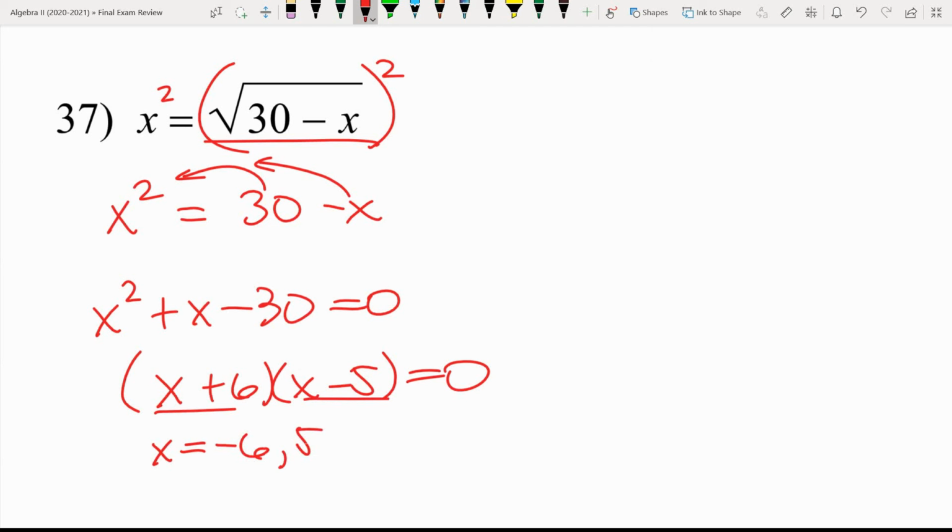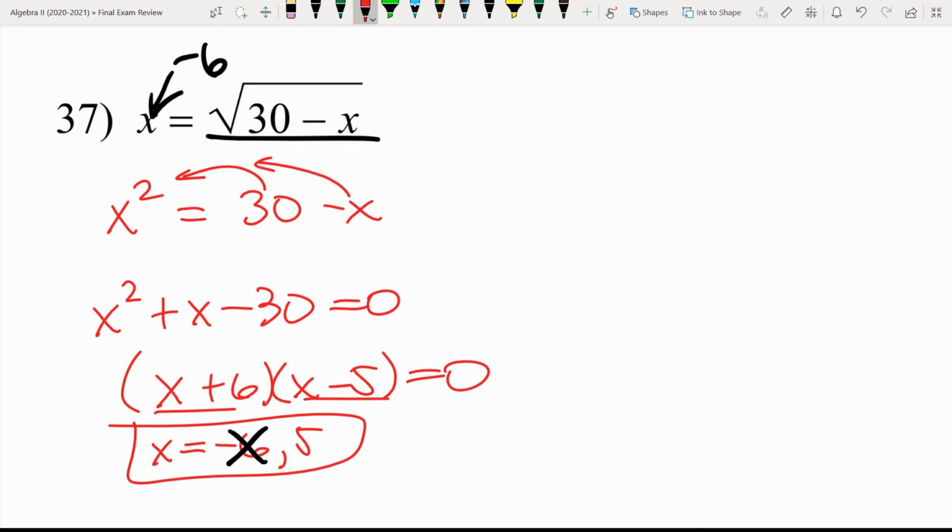One of those is extraneous, though. Let me show you what that means. Up here, if you plugged in the negative 6 for this x, you'd have a negative 6 equal to a square root. It's impossible to get a negative out of the square root. So that means the negative 6 is extraneous. The 5 does work, though. So your answer is just 5, with the negative 6 being extraneous. You can just put an x through it like that, and that's fine.